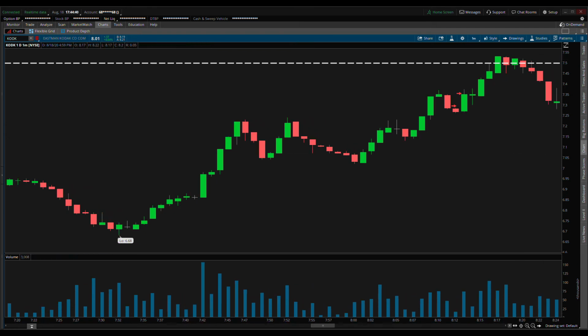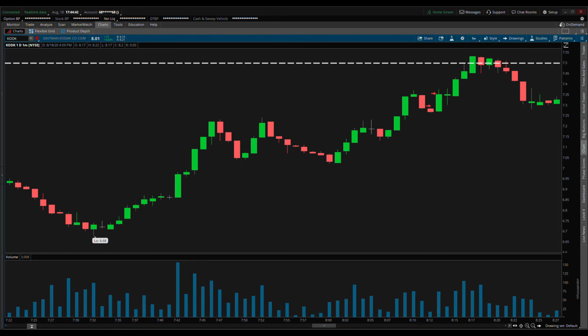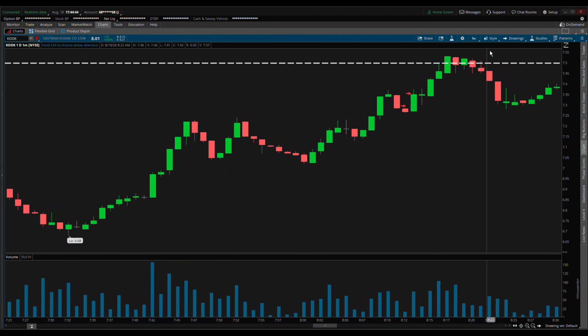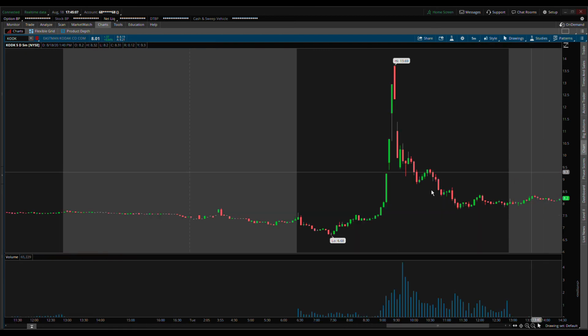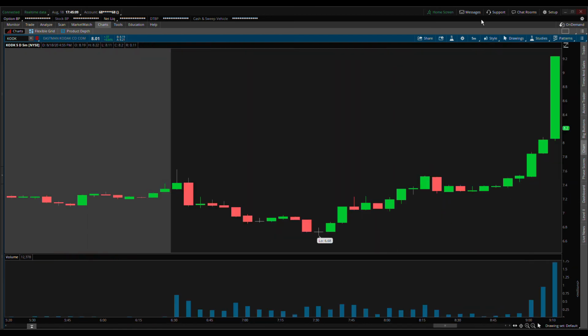And then we got a pullback. Now this is a bigger pullback, so this might be a 5-minute setup, which I'm going to go over right now since we already went over the 1-minute setup. Okay, so here we are on the 5-minute chart. So now each one of these candles is 5 minutes. Ideally, we would want to have a 1-minute and 5-minute chart looking at both of them at the same time.